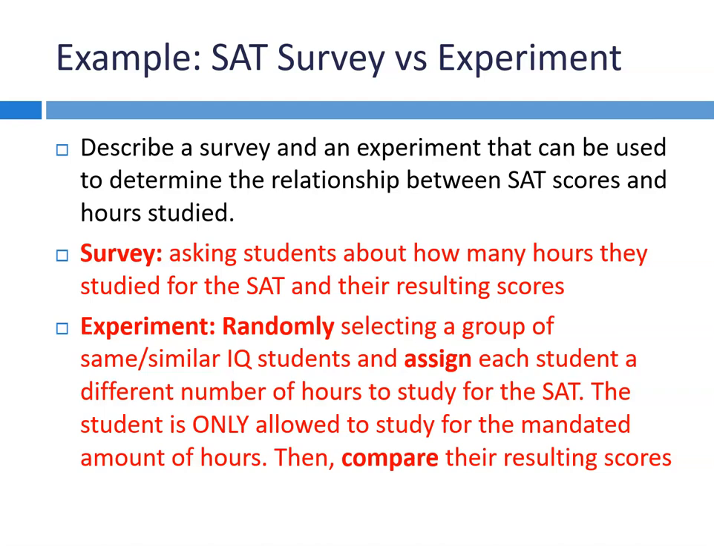So in this case, you would need to randomly select a group of similar or the same kind of IQ students, just to even the playing field. And then you would need to assign each student a different number of hours to study for the SAT. You would want to assign this randomly. Now, the student is only allowed to study for the mandated amount of hours, and then after they've taken the SATs, you can compare their resulting scores.